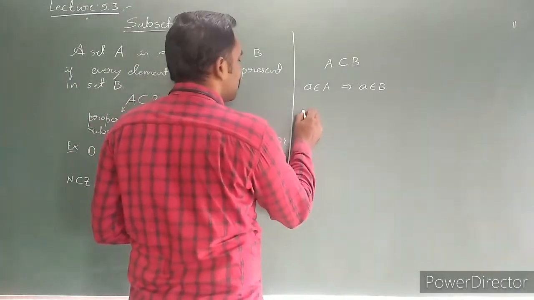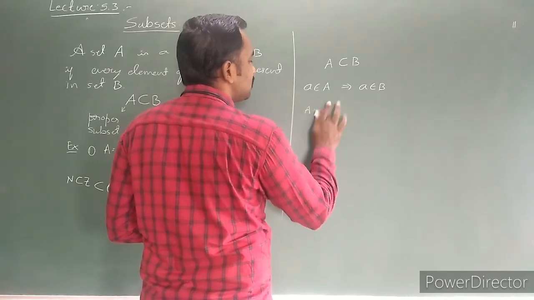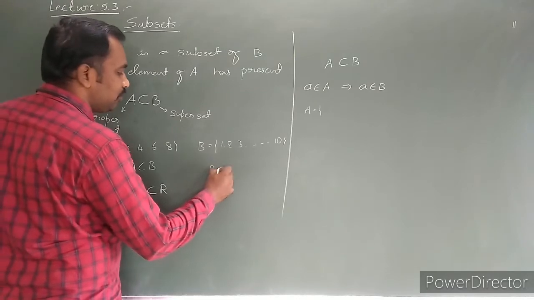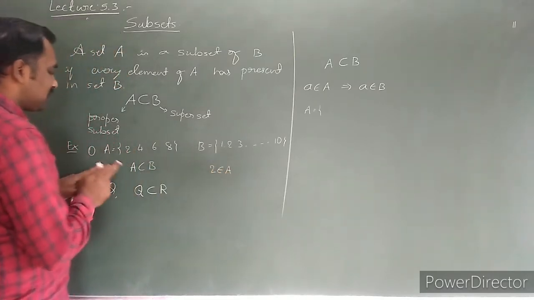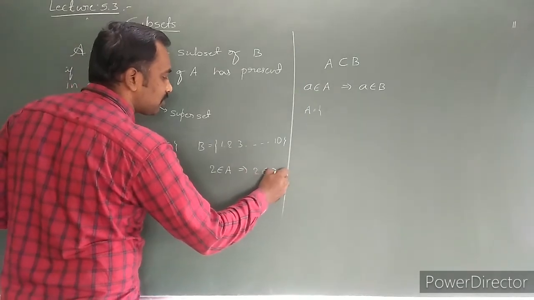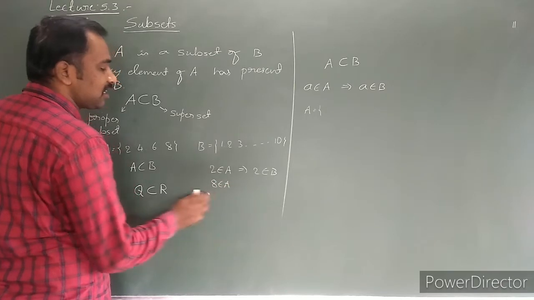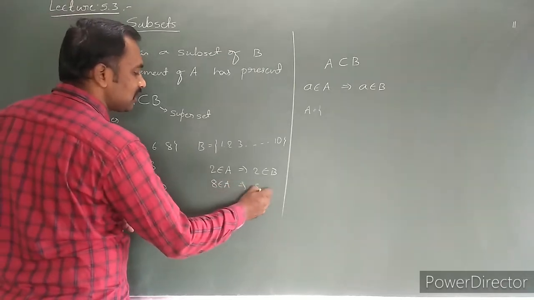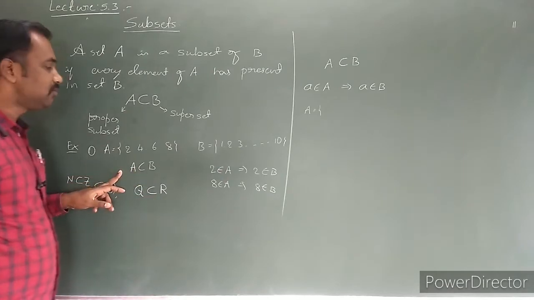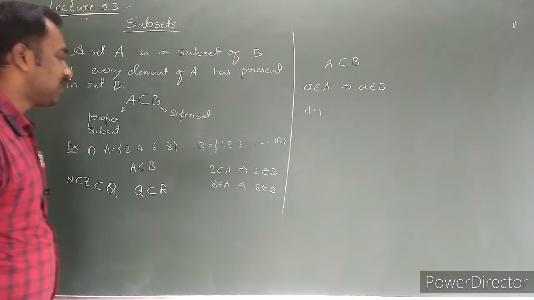One more example: take A equal to 1. Suppose 2 belongs to the set A, and I am just telling that A is a subset of B. Obviously, 2 must be present in the set B. So a belongs to the set A implies a must be present in the set B, because A is a subset of B. This type of mathematical symbol we can express.